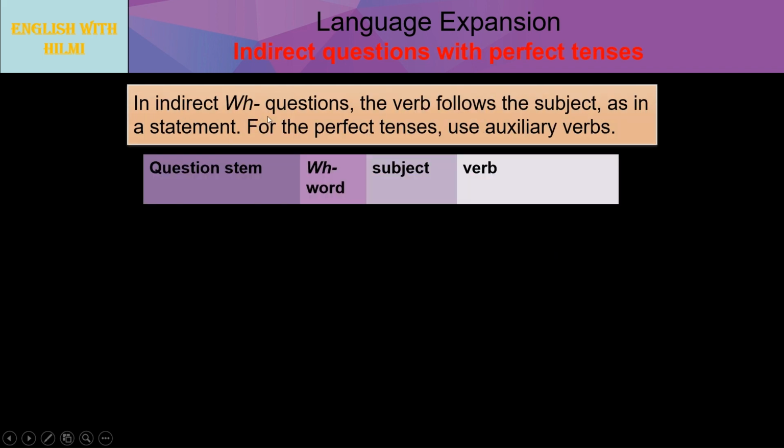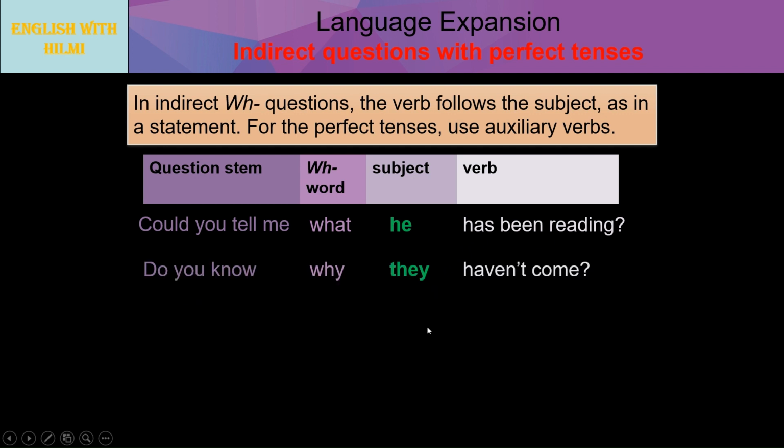In indirect WH questions, the verb follows the subject as in a statement. For the perfect tenses, use auxiliary verbs. We are going to see some examples. Could you tell me what he has been reading? The question stem: could you tell me. And the WH word: what. Subject: he. Verb: has been reading. As you notice, the verb follows the subject. And of course, we use the auxiliary verb for the perfect tense.